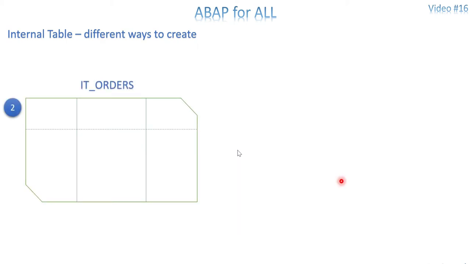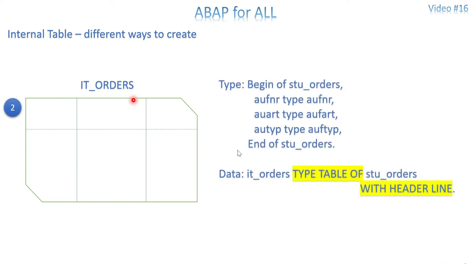The second way of internal table is that it can have a header line and body of an internal table, but both have the same name. So here you can say IT underscore orders. It doesn't have WA underscore orders or HL underscore orders. No, that is not possible. If you're going to create a header line, then the name should be the same. The syntax uses the same structure with three fields. I'm going to create IT_orders TYPE TABLE OF STU_orders.